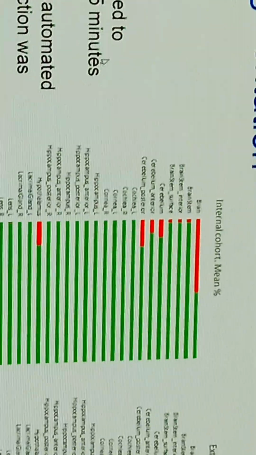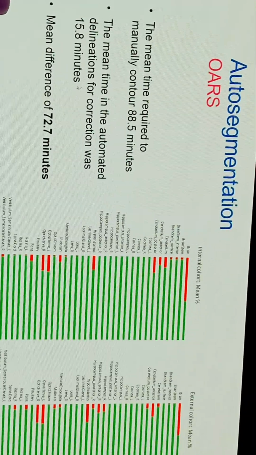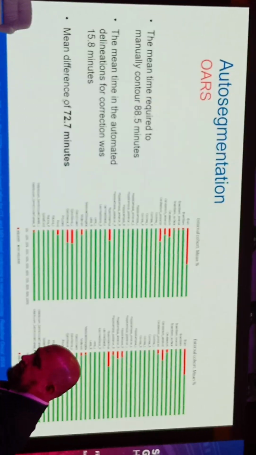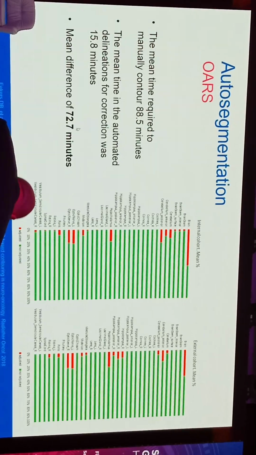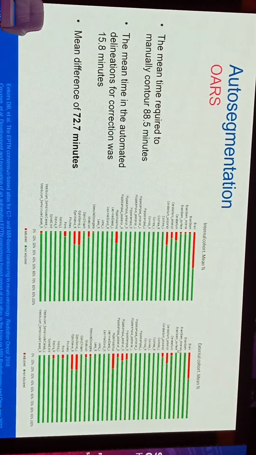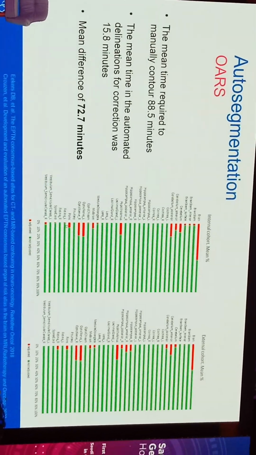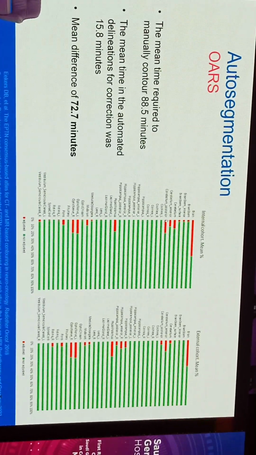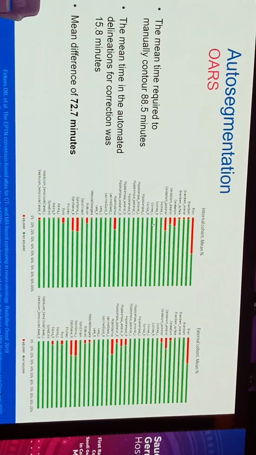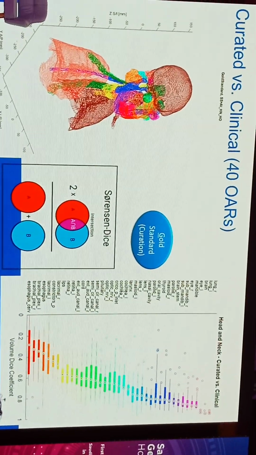And what they saw is that the median time required and the mean time required went from 88.5 to 15.8 minutes, saving more than an hour of physician time. And most structures required fairly minimal adjustment in red, as you can see. So the optic nerves, the brainstem, or the hippocampi or cerebellum or brain may have required some adjustment at times, but on the whole, a lot of structures were just fine as they were.